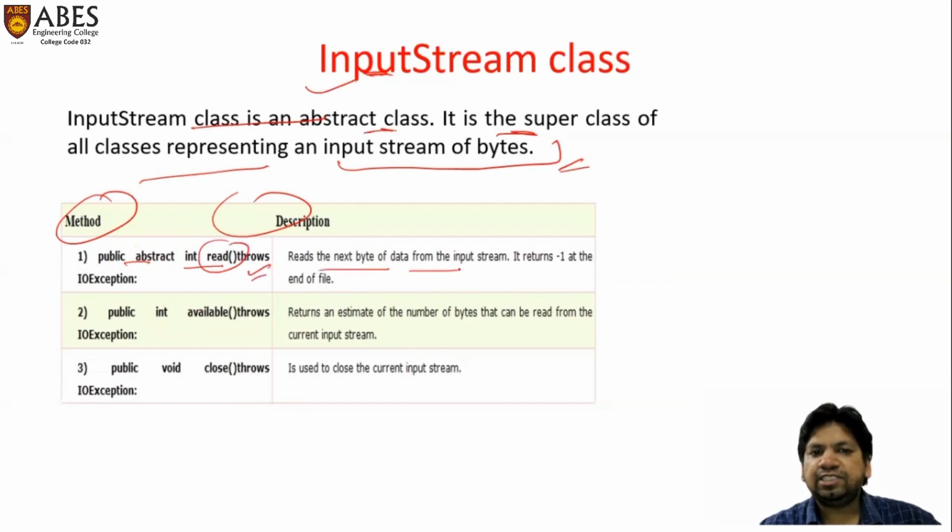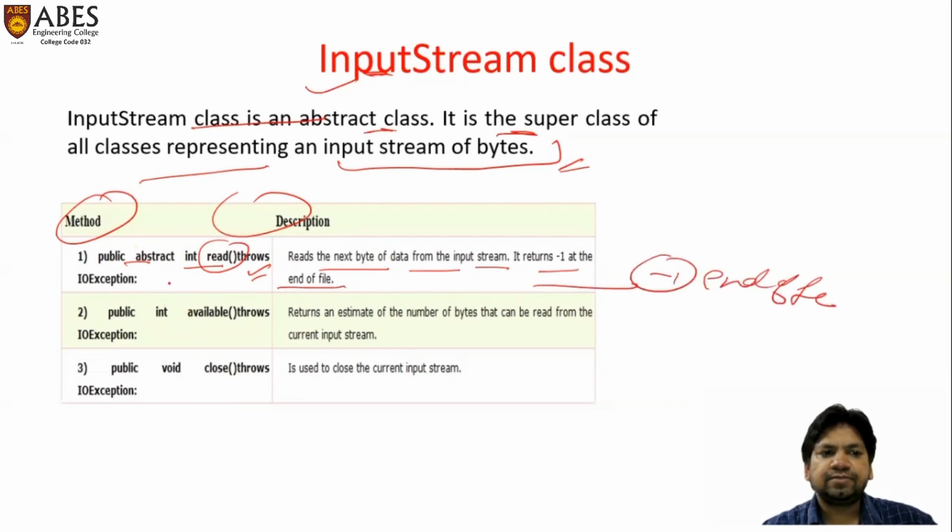Read the next byte of the data from the input stream, and it returns -1 at the end of the file. It returns -1 if we have reached the end of file. Okay.